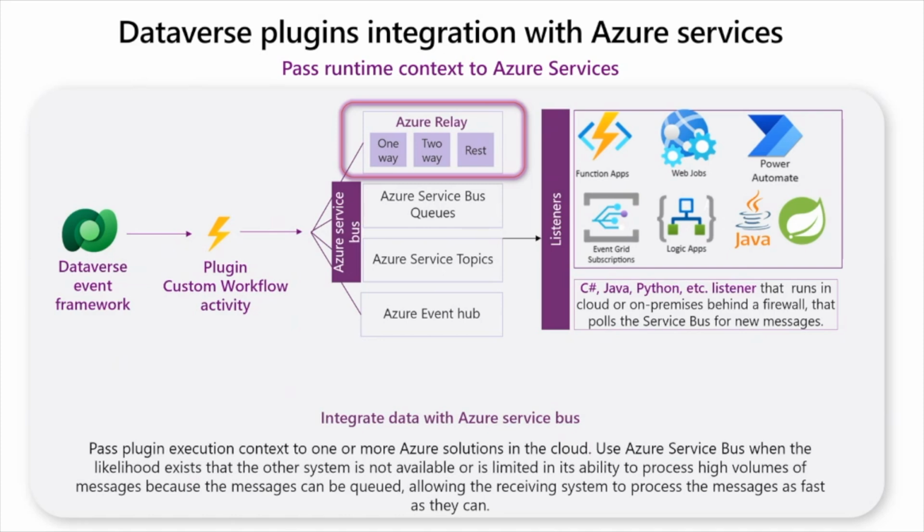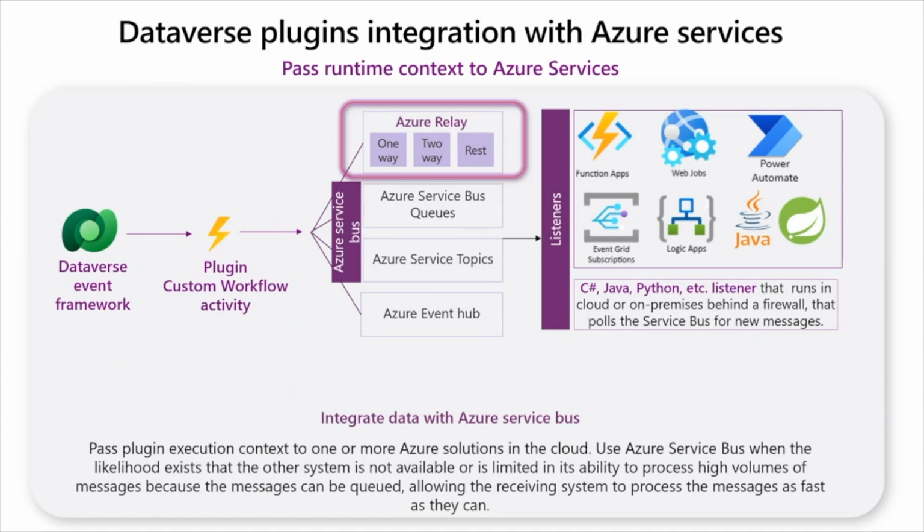Azure Relay supports 3 contracts: one-way, two-way, and REST. With a one-way contract, it will require an active listener to consume the message you post to Service Bus. If no active listener is available, the post fails. If the post fails, Dataverse retries posting the message in exponentially larger and larger time spans until the asynchronous system job is eventually cancelled.